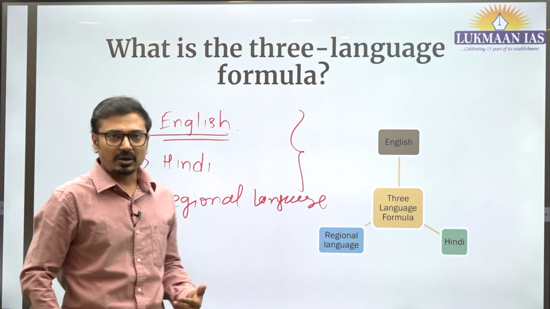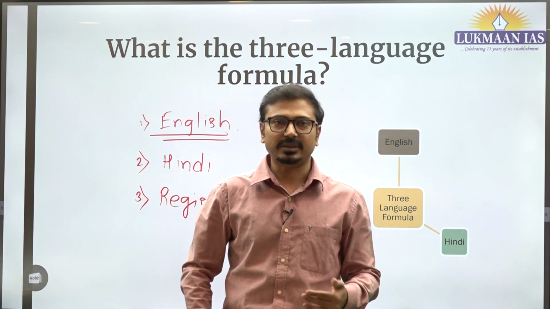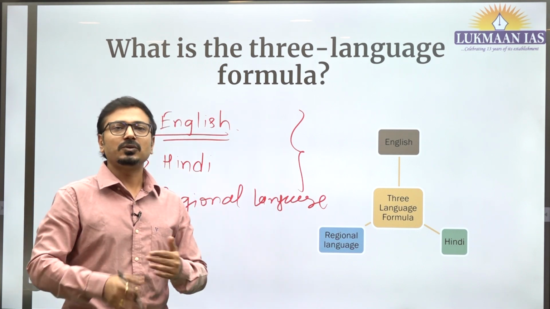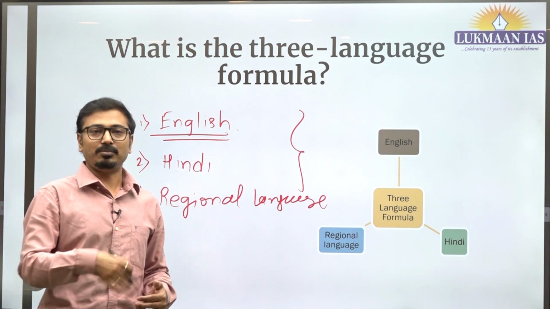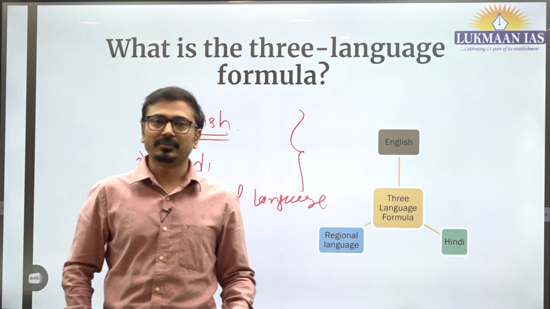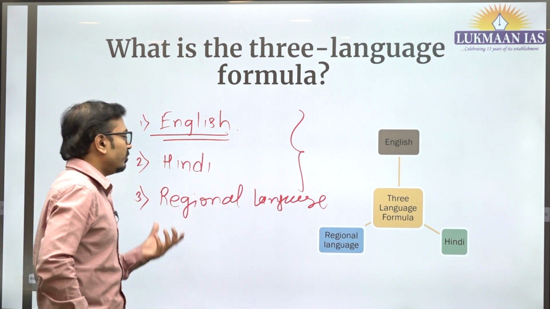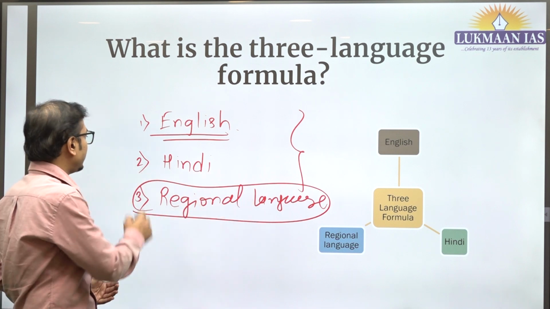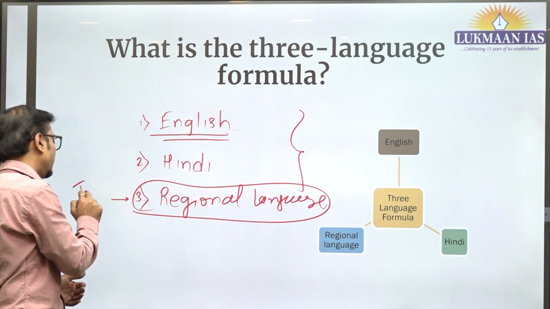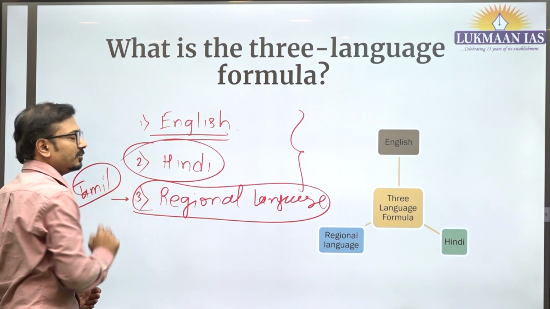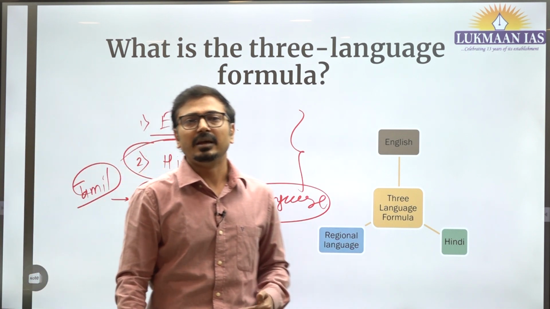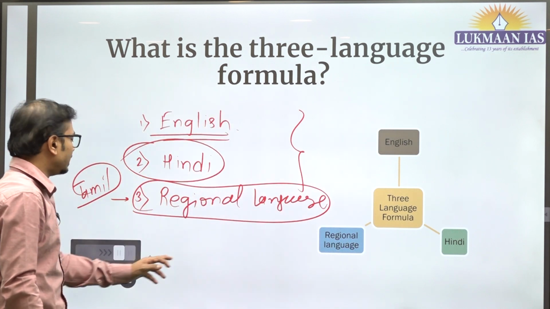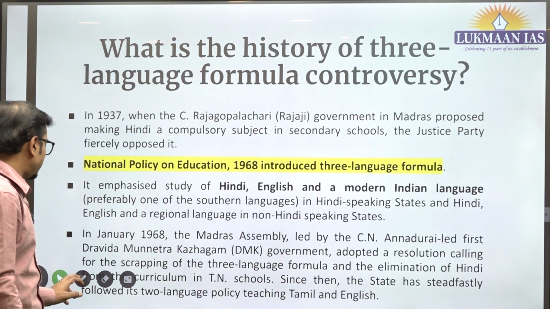Now, the bilingual or two language policy that Tamil Nadu follows is related to the languages English and Tamil. It does not want to introduce a third language as a compulsory language in the curriculum of Tamil Nadu schools. Why? Because the regional language, the third point here, is already Tamil, but it does not want to impose the Hindi language, because there is some kind of history in the Tamil Nadu state regarding the cultural or linguistic aspect.